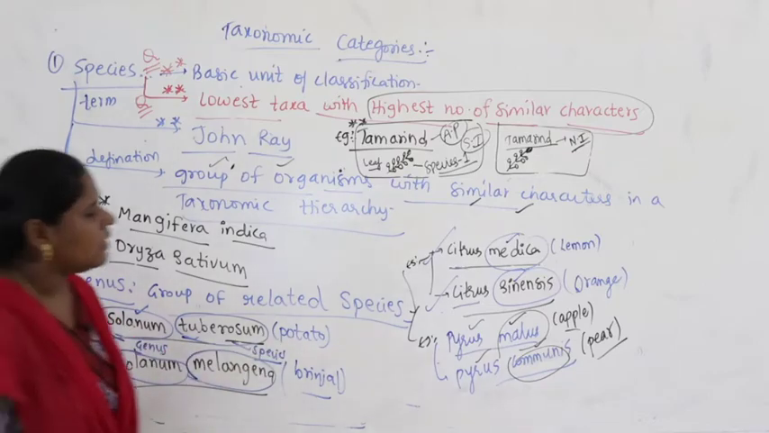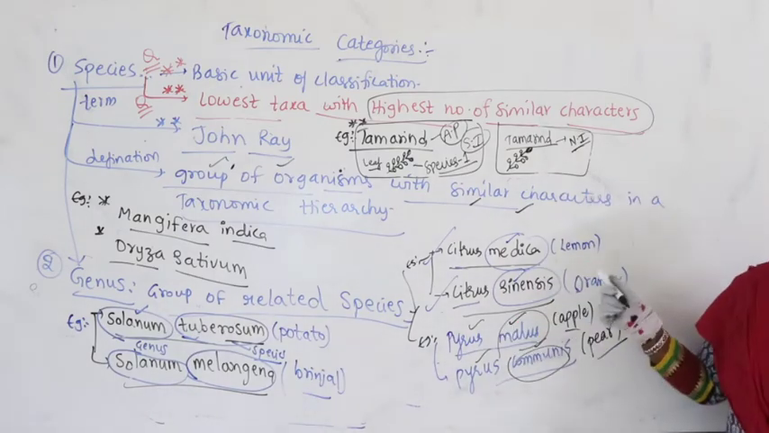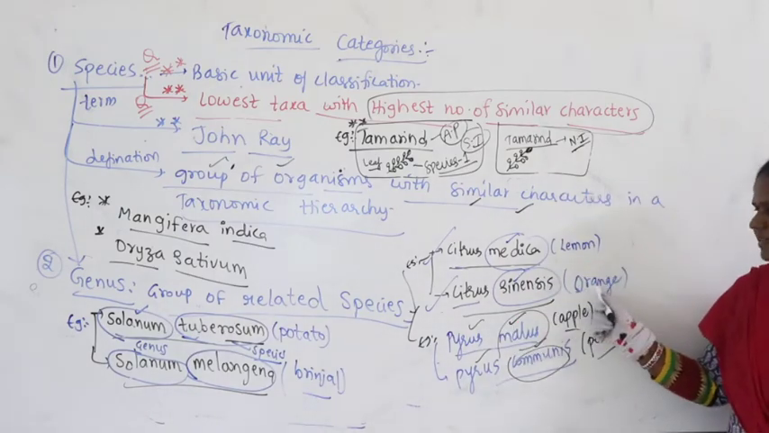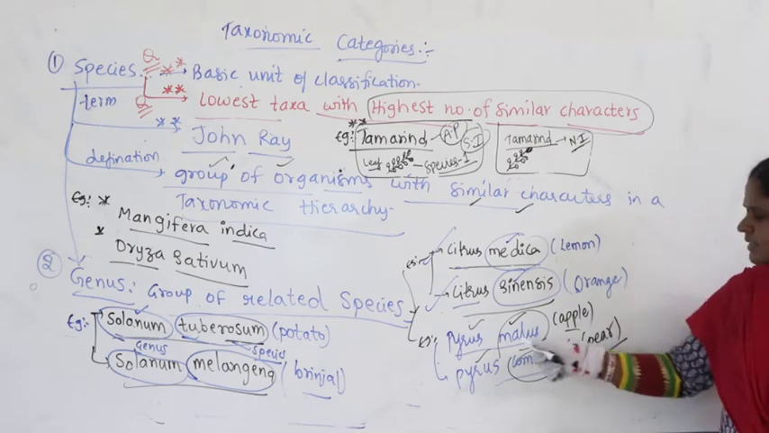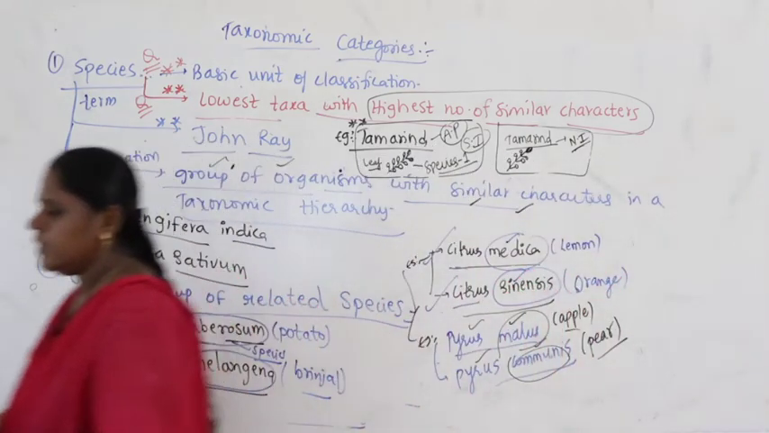Similarly, we can talk about some more morphology examples. Citrus medica is lemon and Citrus sinensis is nothing but orange. Similarly, Pyrus malus is apple, Pyrus communis is nothing but pear. Now, let us continue.